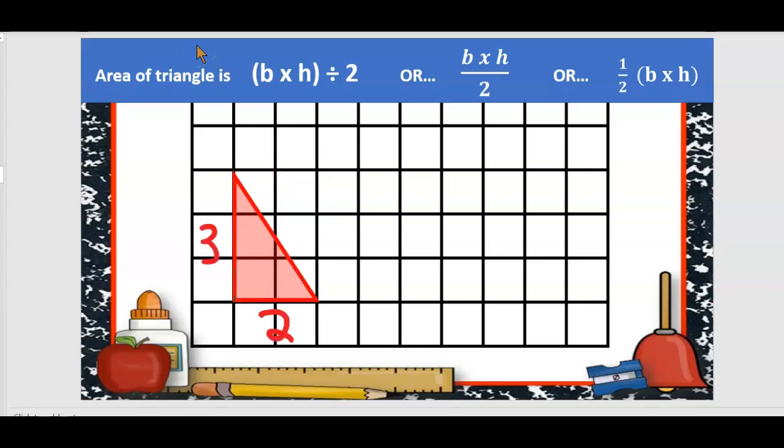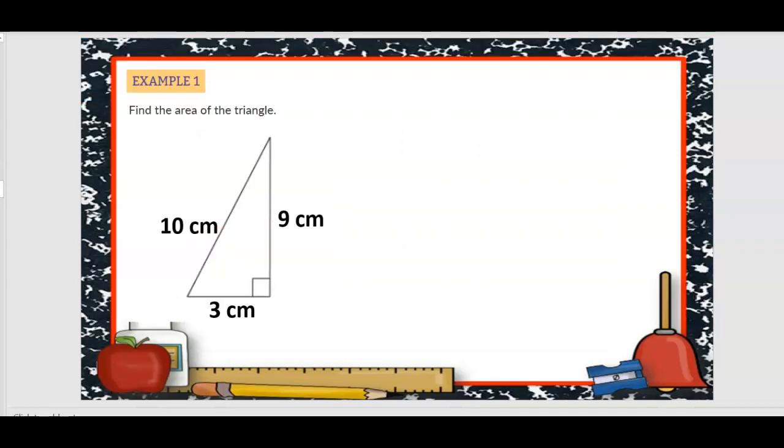Okay, so, or you can do this. You can say base times height divided by two, or base times height split it in half, right? Or half of the base times height. Here's the base times height, which is six, or half of that is three. You can do it that way as well.